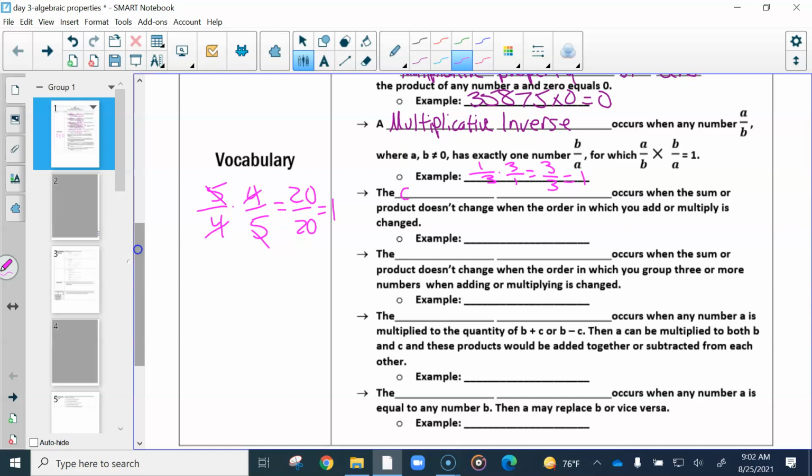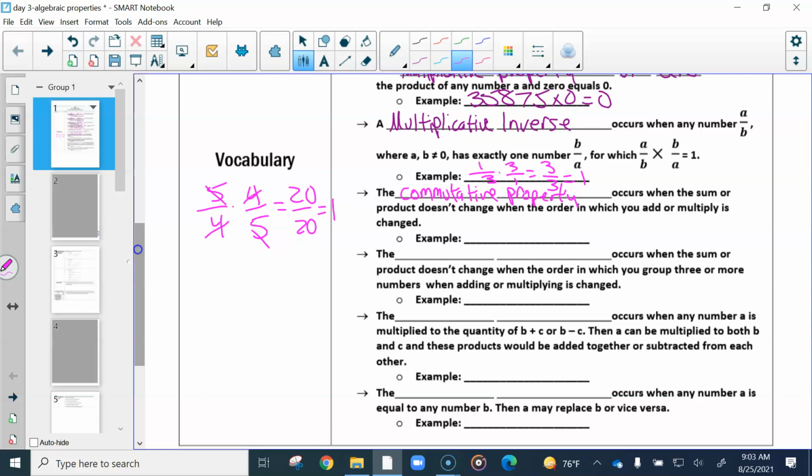It says commutative property. C-O-M-M-U-T-A-T-I-V-E. So the commutative property occurs when the sum or product doesn't change when the order in which you add or multiply is changed. So if I take 4 plus 3, and then I change it and say 3 plus 4, it's still the same thing.